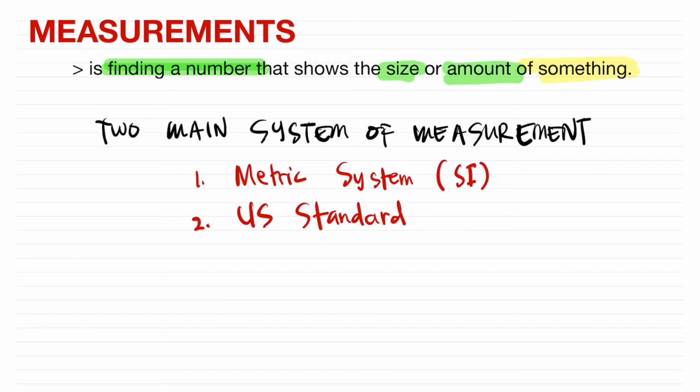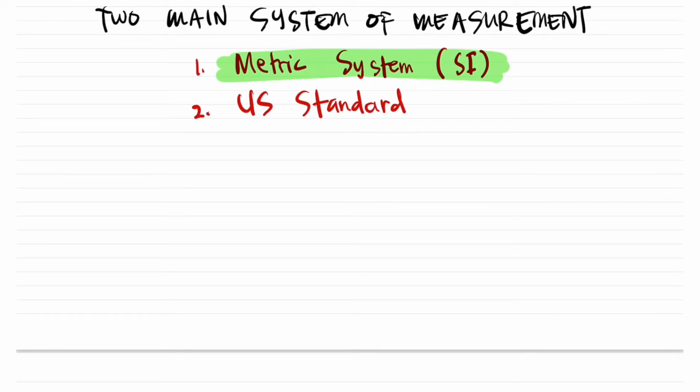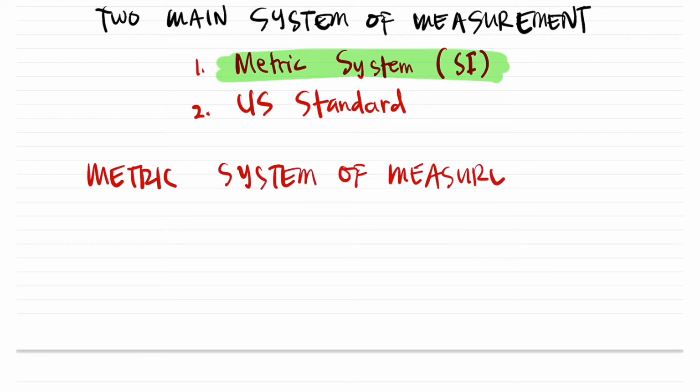In here, we are going to focus our study on the first system of measurement, which is the metric system, or SI. The metric system of measurement has three main units that you have to remember. What are these three main units?